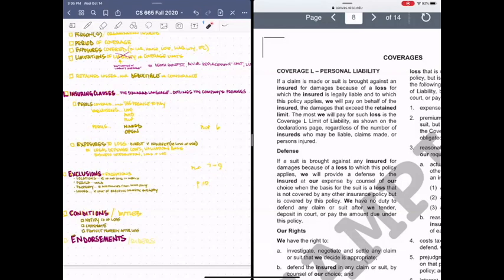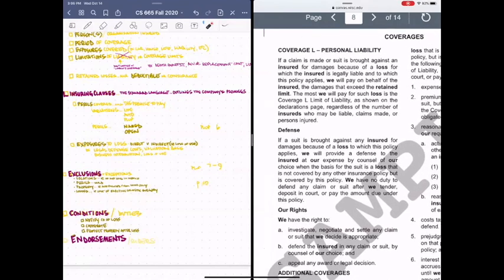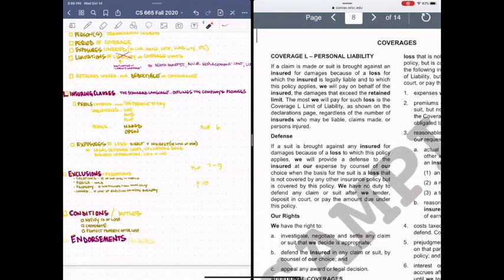We will pay on behalf of the insured the damages that exceed the retained limit. So they're saying if you have a bad enough accident, you nutball, and it goes beyond your $250,000 worth of coverage that you have on your car, we'll pay the rest of the damage up to our policy limit of $2 million. And oh, by the way, the next section, defense. They'll also pay separately to defend me, and there's no stated limit for that.